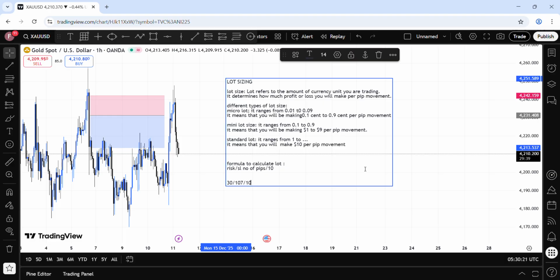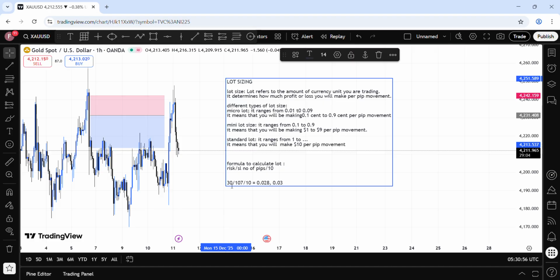With my calculator, I calculated 0.028, which is approximately 0.03, and this falls under the micro lot size. So for this trade, for my $100 account, I will have to use 0.03 because I have an SL of 107 pips and I can only afford to risk $30.